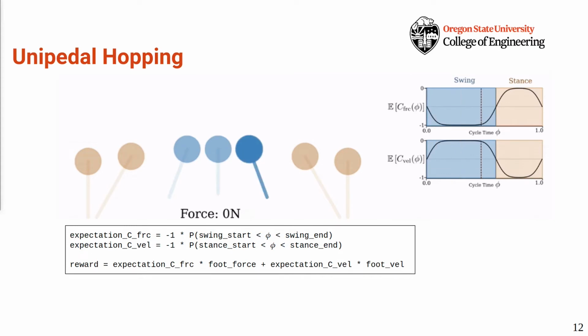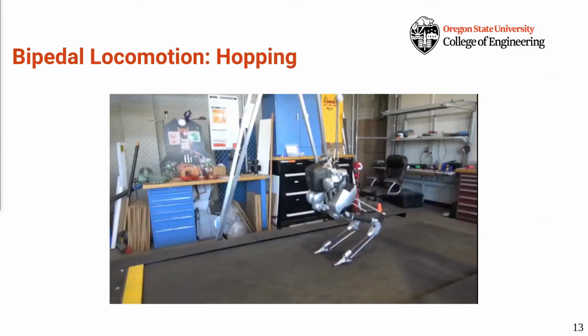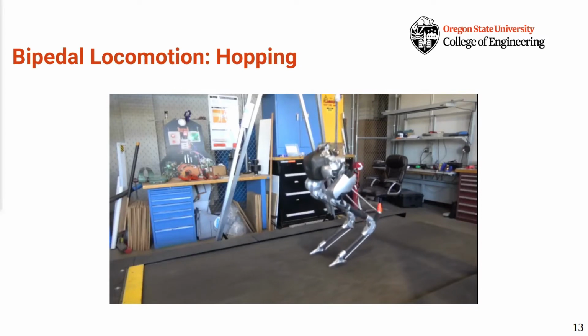Using this probability, we derive an expected value of the coefficients c sub force and c sub velocity based on the current phase time phi, and use that to determine how much to penalize foot forces and foot velocities. By adjusting the variance of the random variable, we can make the expectation steeper or smoother around the point of transition. Now let's try to extend this to bipedal hopping.